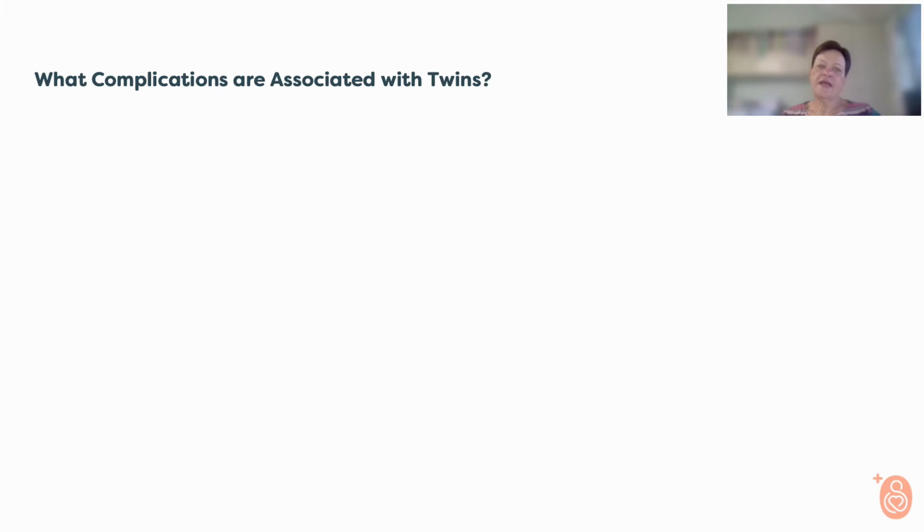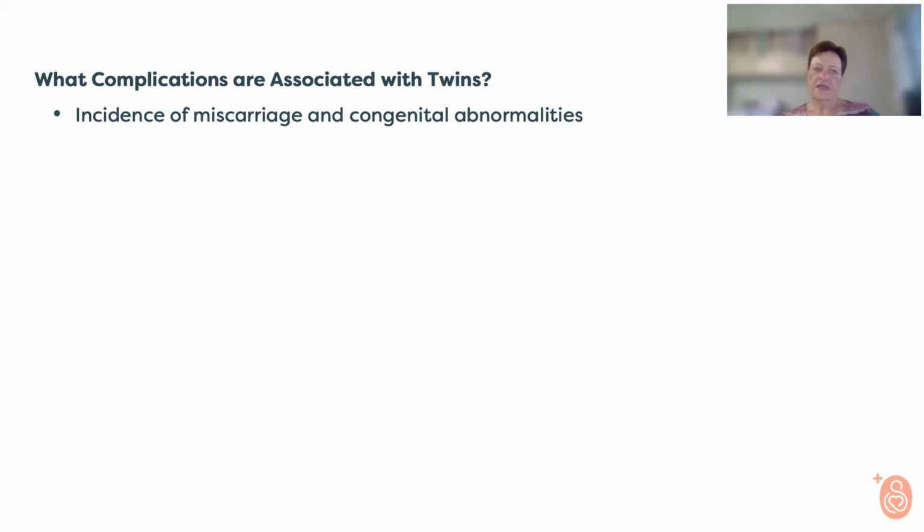Now, what are the complications that are associated with twins, and what are we supposed to look out for when we are dealing with these emergencies? First of all, during pregnancy, there's a higher incidence of miscarriage and congenital abnormalities. The severity of the pregnancy symptoms is greater, for example, the normal nausea and vomiting, the edema, the varicose veins, etc.